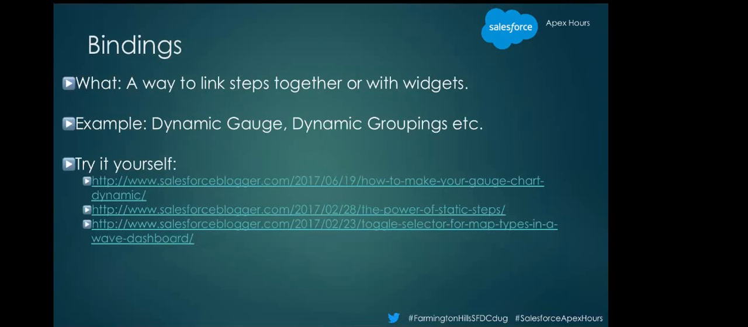We can also use it for dynamic groupings, pretty much anything that is dynamic you can do with bindings. Again, just a few different ones. If you want to look at making your gates dynamic, this is the first one. Static steps, I'm going to show you one example of that now. But there are a few other ways you can do it, with a few different components. And then also, if you want to, for instance, toggle between different map types, there is also an example of how you do that here.